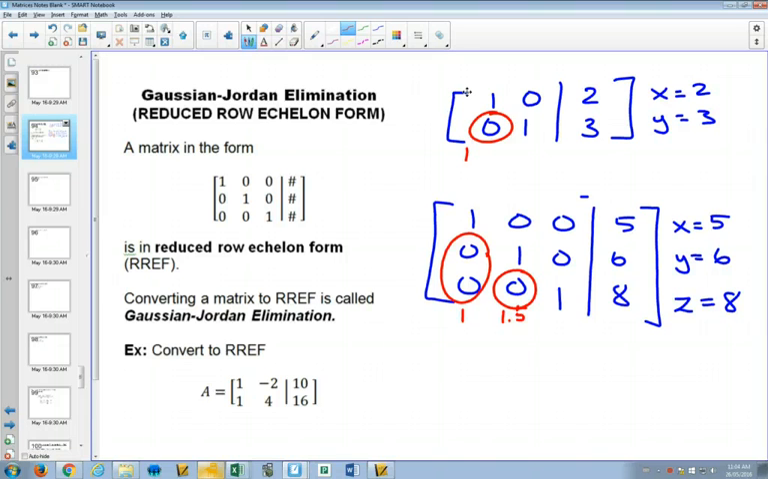After you have all those zeros, the next thing you can do is you can divide this row by whatever number is there to get that 1 to be a 1. So we're going to circle that bottom number 1 to be second.